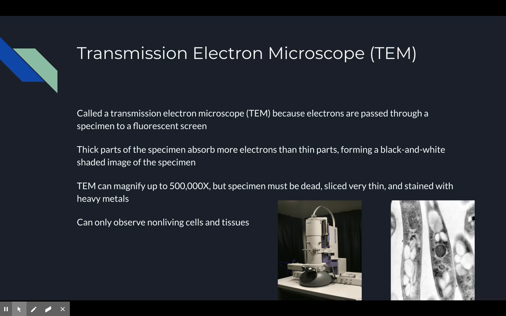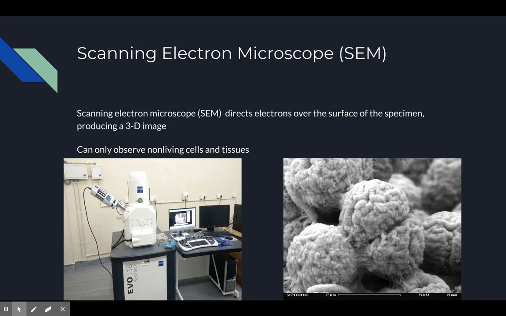So something dead. An SEM is a scanning electron microscope, and this directs electrons over the surface of the specimen, producing a 3D image. And like the TEM, this can only observe non-living cells and tissues. So here's a picture of an SEM. It directs electrons over the surface of the specimen that it's viewing, and it produces this 3D image.